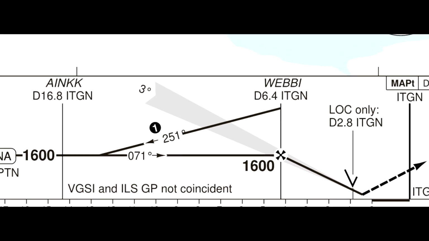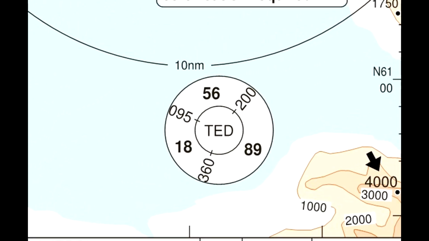You can see that circle in there as well, showing us that from TED, which is the Anchorage VOR, between 360 degrees, so north and east, there is mountain or terrain rising to 1800 feet. And then to the right of that, so southish, rising to 5600 feet, and then westish rising to 8900 feet. So those are the nearby obstacles.